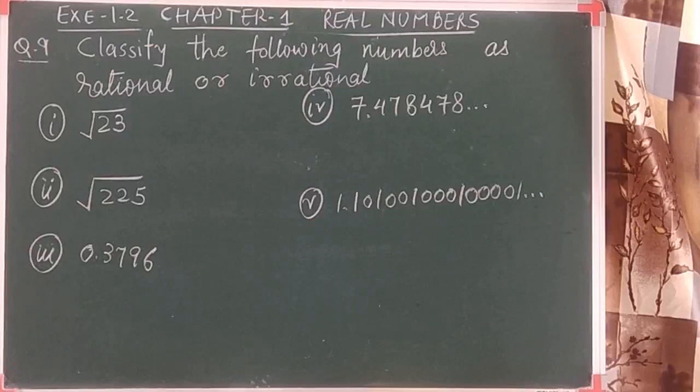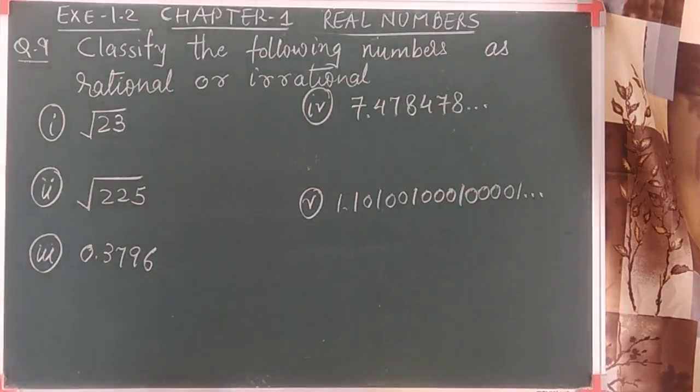Let's see this question. It is exercise 1.2, question number 9. It is written we have to classify the following numbers as rational or irrational numbers, which we have already discussed. So the rational numbers are non-terminating, reoccurring, and terminating numbers, or those whose square root is possible. An irrational number is non-terminating, non-reoccurring, or one whose square root is not possible.